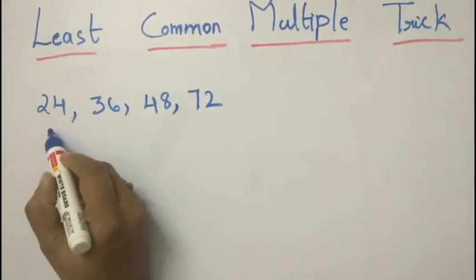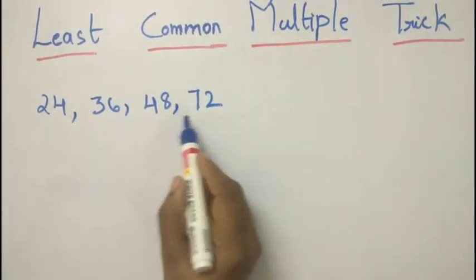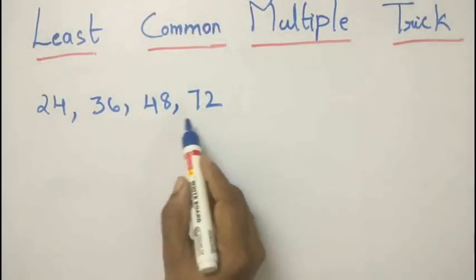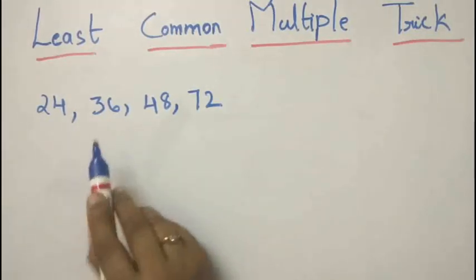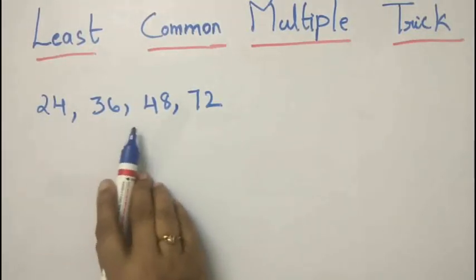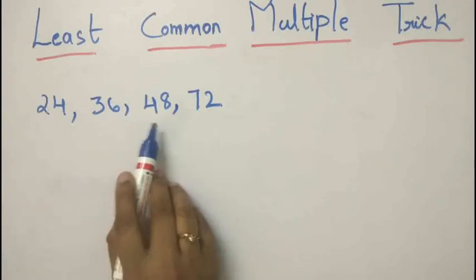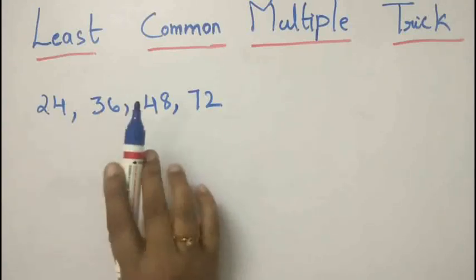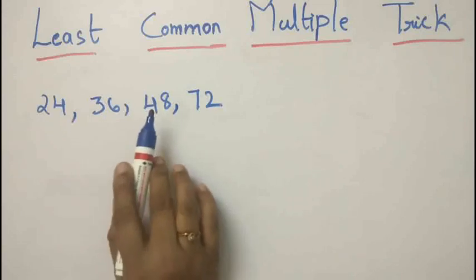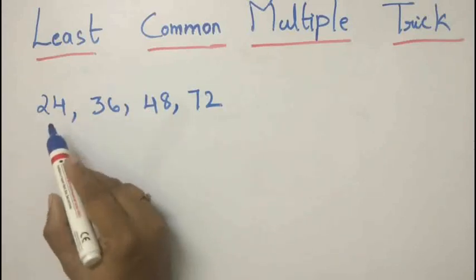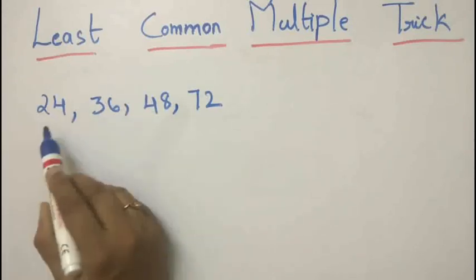Check with the first number, that is 24, whether this is a factor of any of these three numbers. Also, before verifying, you have to check whether the numbers are in ascending order or not. If they are in ascending order, now start applying the LCM trick, which I am going to tell now. These numbers are in ascending order.